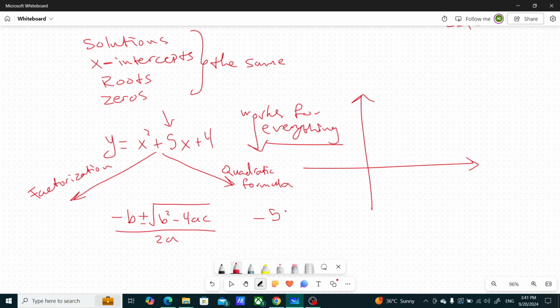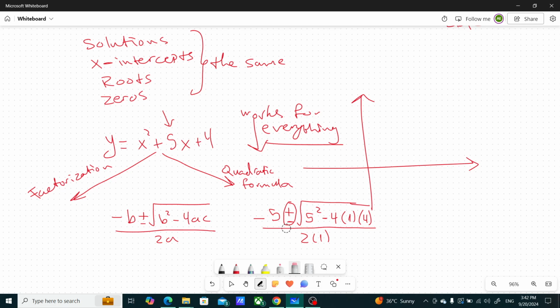b is 5 plus or minus square root of b squared, so 5 squared minus 4 multiply by a, which is 1, and c is 4. And let's do this, all over 2 multiply 1. Okay, so remember we said we have two roots, right? How will I get two answers from this single formula? Here, from this part. This part says plus or minus. So one time I will solve this using a plus and one time I will solve it using a minus.